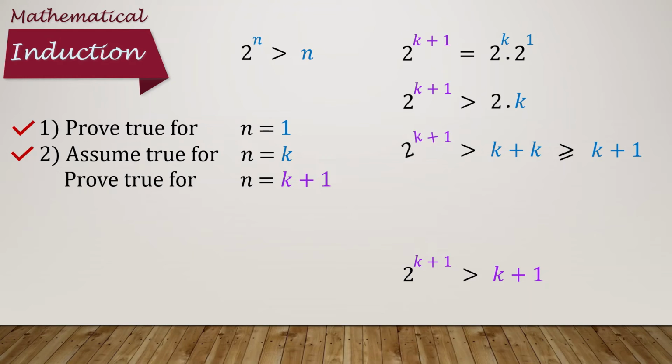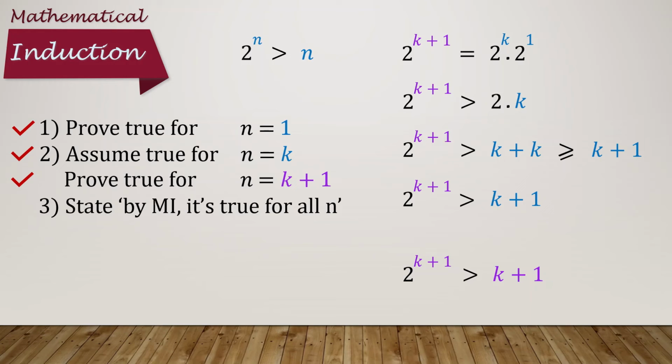So if 2 to the power of k plus 1 is greater than k plus k, which is greater than or equal to k plus 1, and we have that strictly greater than in there, then we know that 2 to the power of k plus 1 is strictly greater than k plus 1. And that's our answer. That's exactly what we've been looking for. So we've proven it. Now we simply state by mathematical induction it's true for all n.